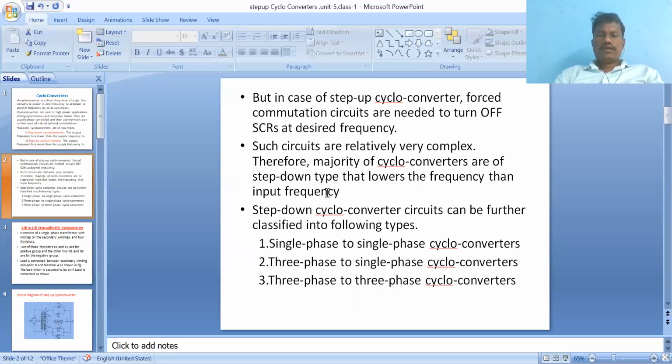In these cycloconverter configurations, the circuits use different devices, such as SCRs, and the SCRs are connected anti-parallel. Like that, it is the same as an AC voltage controller, but with two different configurations. In the case of cycloconverters, there are different circuit diagrams for step up and step down cycloconverters.